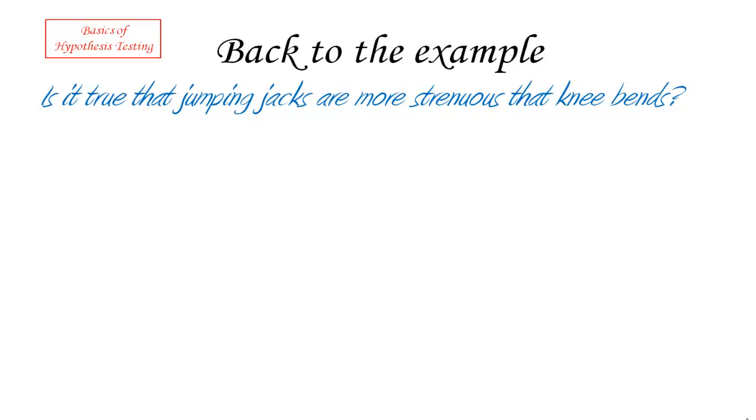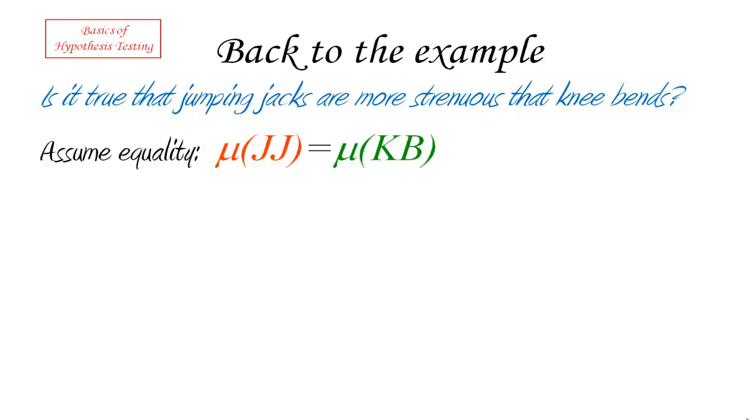Let's go back to the example of the jumping jacks and the knee bends to see how all this comes about. We're going to start by assuming innocence. Who's innocent here? We're not in the court system. We're talking about statistics. All right. So we're going to assume the equality. What does it mean? We're going to assume that the mean heart rate for the jumping jack situation is going to be exactly the same as the mean heart rate for the knee bend situation. That's the hypothesis of innocence, of being the same.